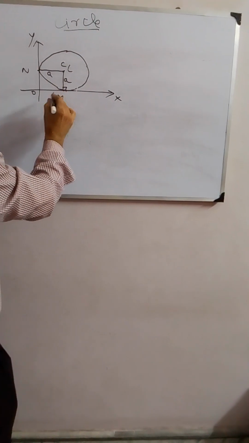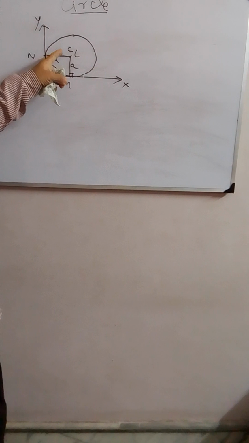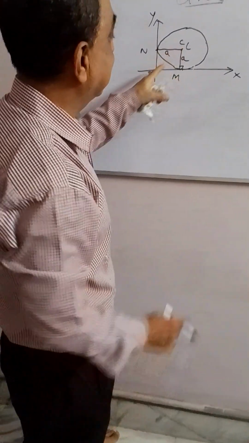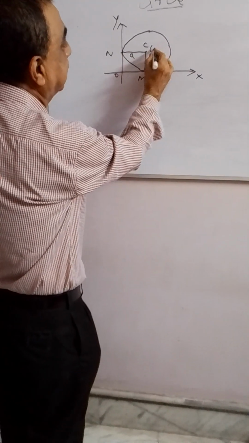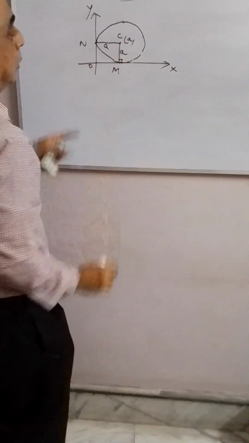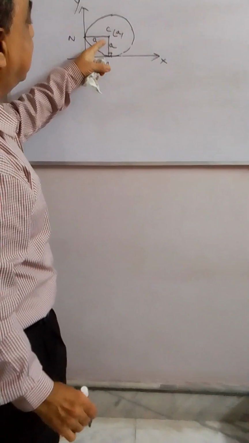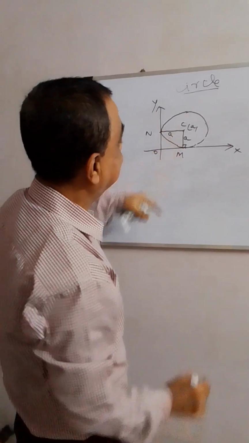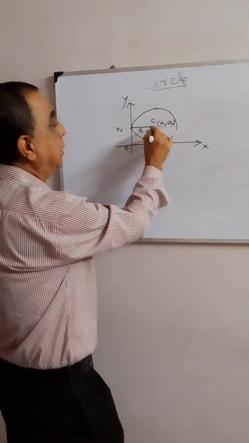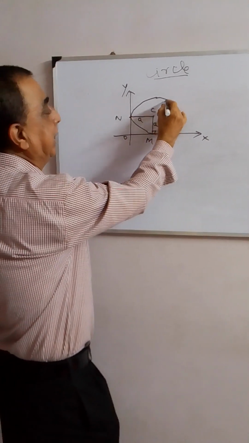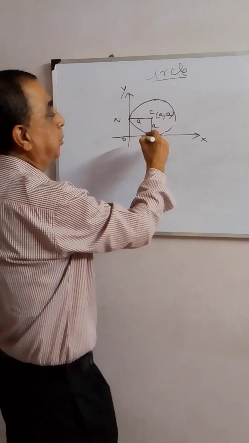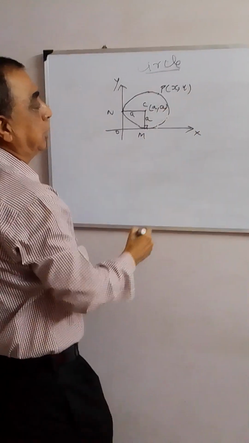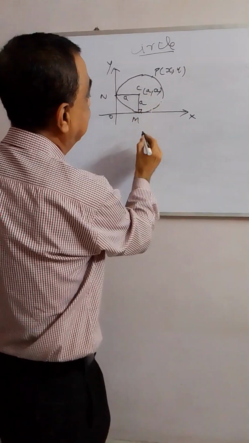As we know, the x coordinate of the point is its distance from the y-axis. So from the y-axis the distance is a, and the y coordinate of C is the distance from the x-axis, so this is also a. So the coordinate of C is (a, a), where a is the radius of the circle. Suppose this point is (x, y), a moving point.